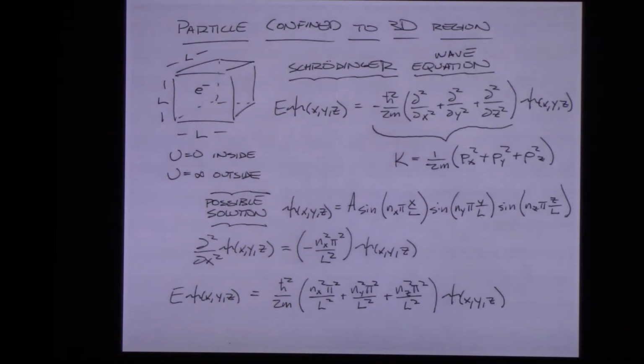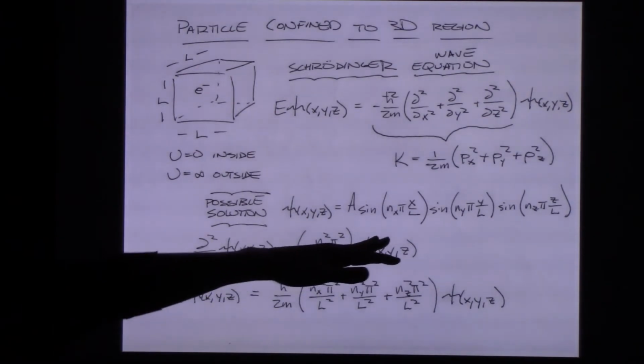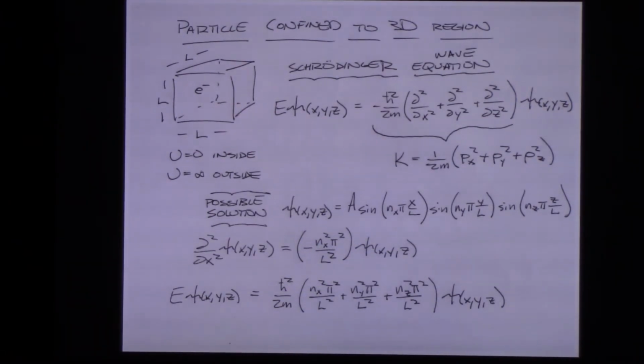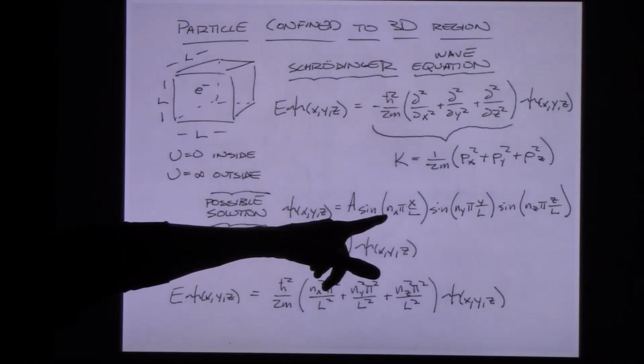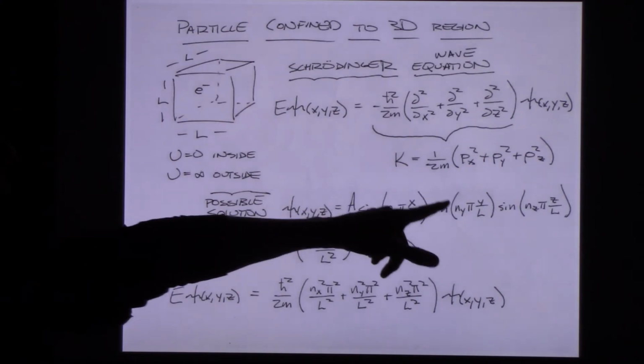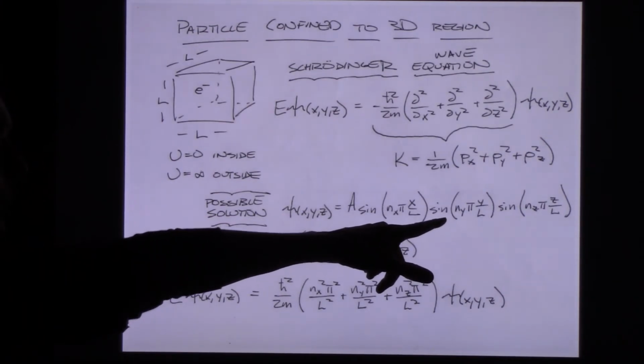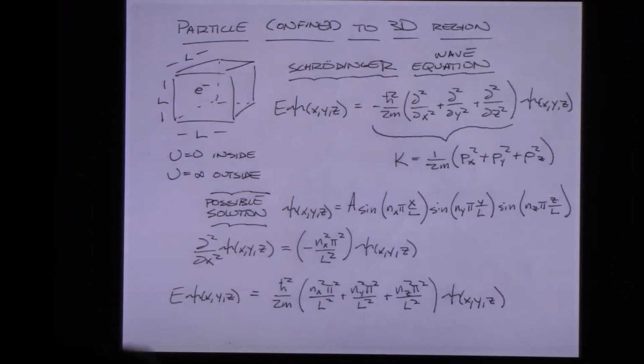Now, nx and ny and nz individually can be any integer value starting with 1. Again, 0 doesn't work here. With 0, the whole wave function just goes to 0 everywhere. So I've got to start off at least with nx equals 1, ny equals 1, and nz equals 1. That's going to be the ground state, the lowest energy wave function.